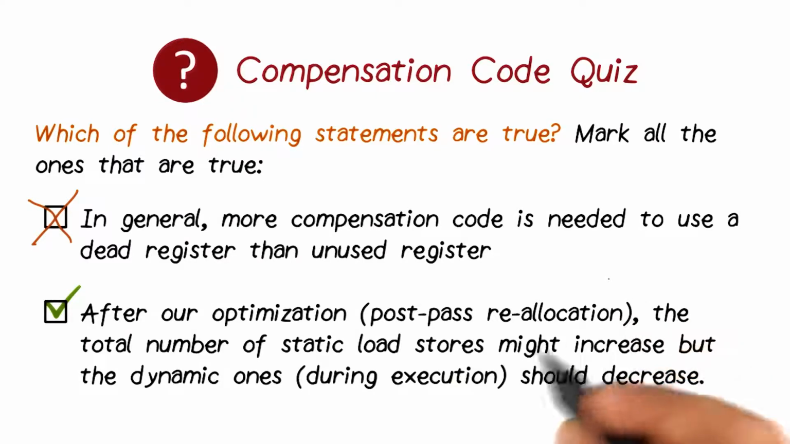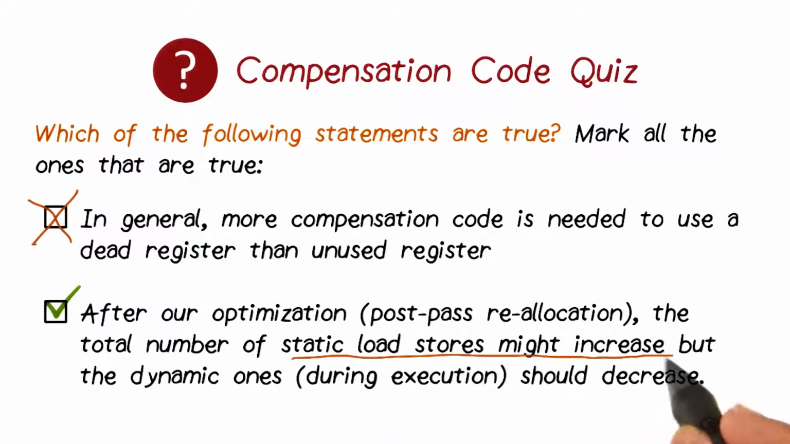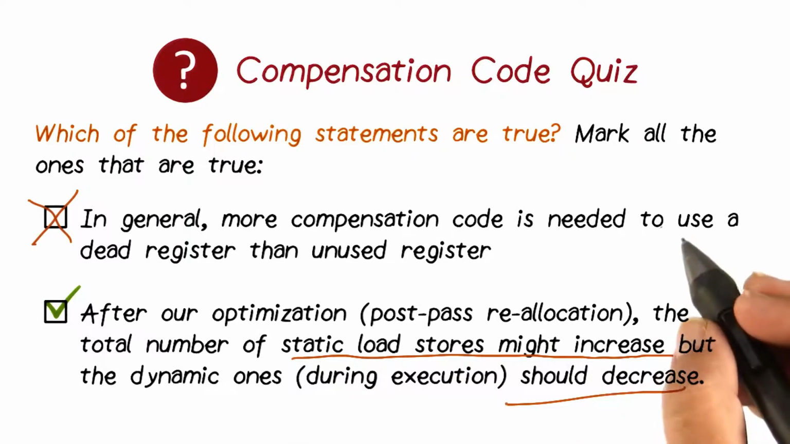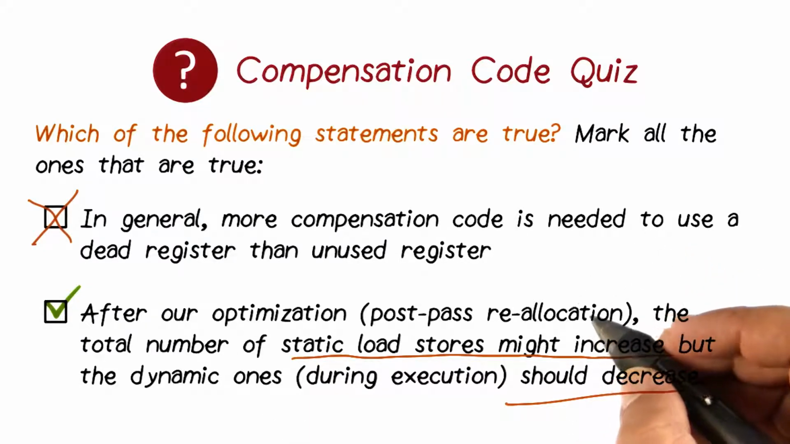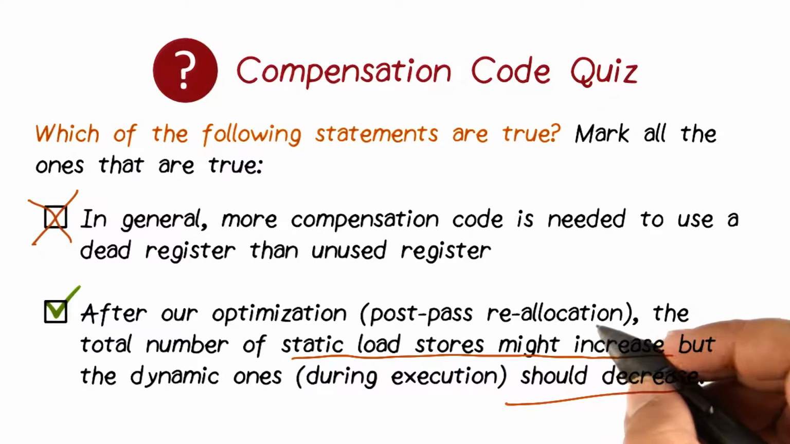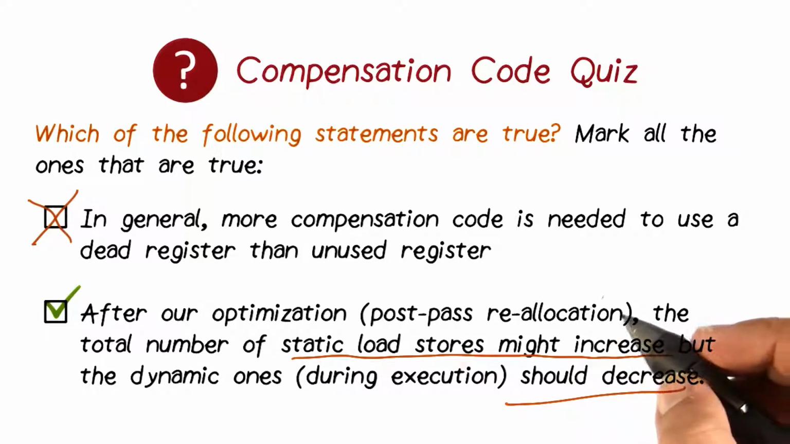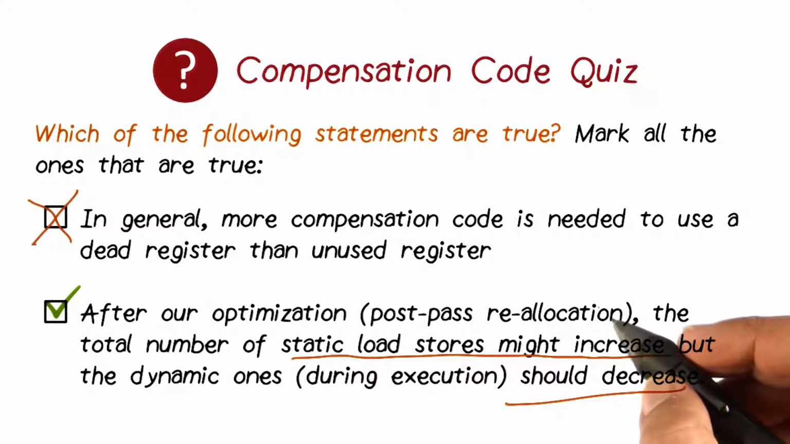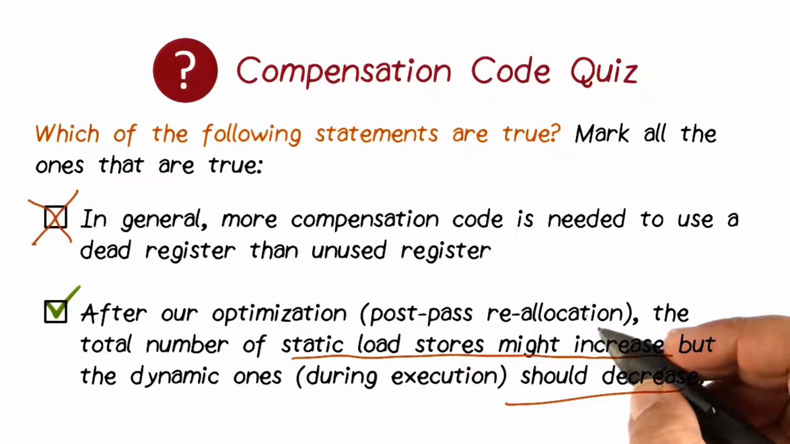After our optimization, the total number of static load stores might increase, but the dynamic ones should decrease. This statement is true because this is our goal here. We might insert boundary load stores for freeing a register, especially for unused registers, and then use that particular freed register for allocating to a range so that we decrease the dynamic load stores of a spilled range. So the dynamic load stores are going to go down and the static ones might go up. And you will see that later on in our results, this is really the case.